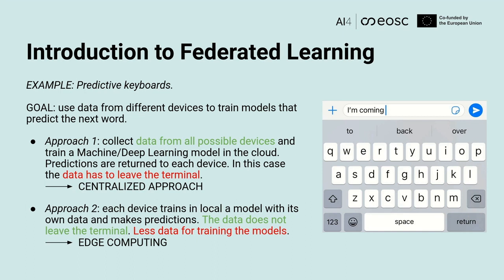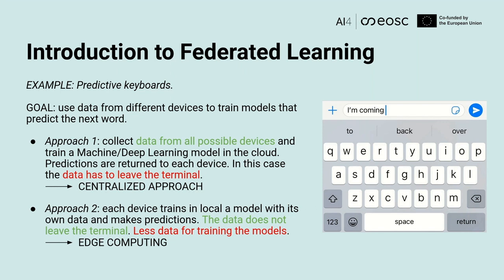So let's start with a quite simple example in order to introduce the concept of federated learning. This example is concerning the use of predictive keywords. As we all know, when we are writing on our keyboards, we get some kind of tips for the next word that we are probably going to write. For example, here, this is my own keyboard. When I'm writing "I'm coming", I get different possible options for the next word that I'm going to type. For example, here: to, back, over. So how can we train a model in order to do so?